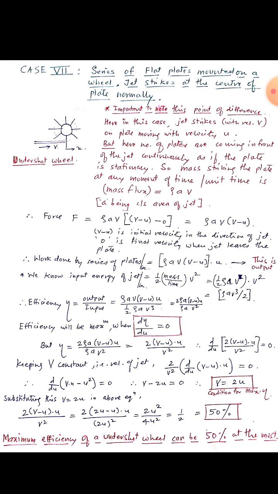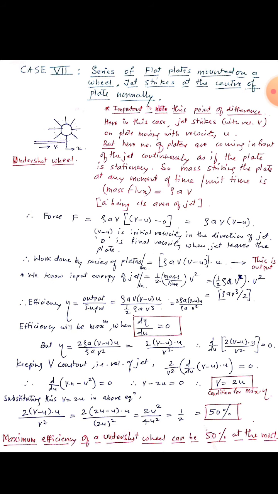Now we can find out what maximum efficiency we can get. Of course, theoretical maximum efficiency by this undershot wheel. Maximum efficiency can be calculated by using this equation: d eta upon du is equal to 0. That is derivative of equation of efficiency with respect to speed of plates. When we take derivative, we can see the steps here.